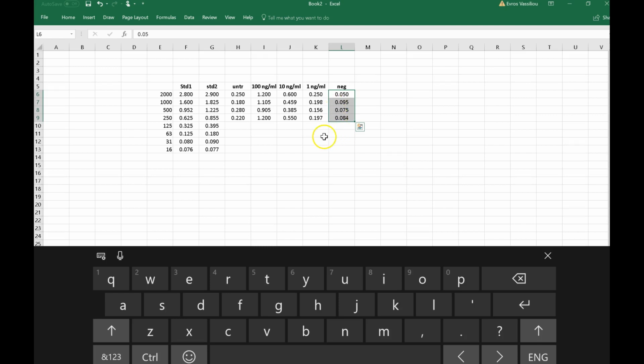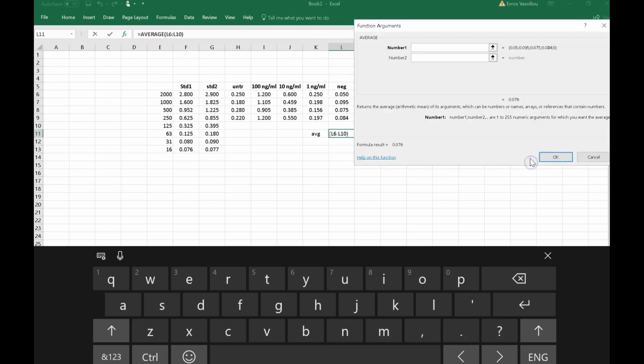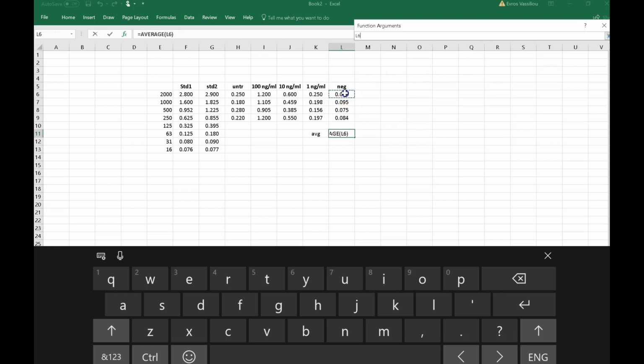So what we do, we average our negatives. So I'm just putting a label there, it's average. To get an average, all you have to do is press the function key. And you would see something that says average. And say OK. Now, the computer is asking you, what would you like me to average? You would click on the arrow facing up, and you would highlight the data points that you would like the computer to average. If you don't want to highlight, you could always put, in this case, I6 colon I10.